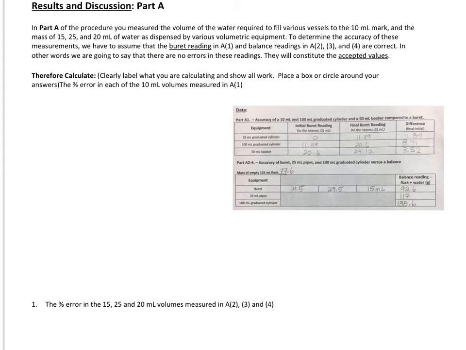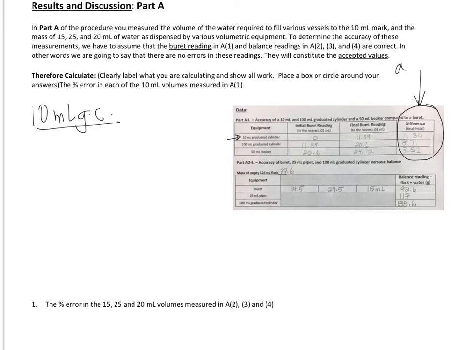So make sure that you label everything you are going to do, and I'm going to do one example for you. And so the one that I will do is the 10 milliliter graduated cylinder. And I'm going to mark that that is what I am calculating. So right here on your data table is the 10 milliliter graduated cylinder. And what you're going to do is you are going to use only the difference column when you are calculating percent error. And this difference column is going to be your actual or your accepted value.